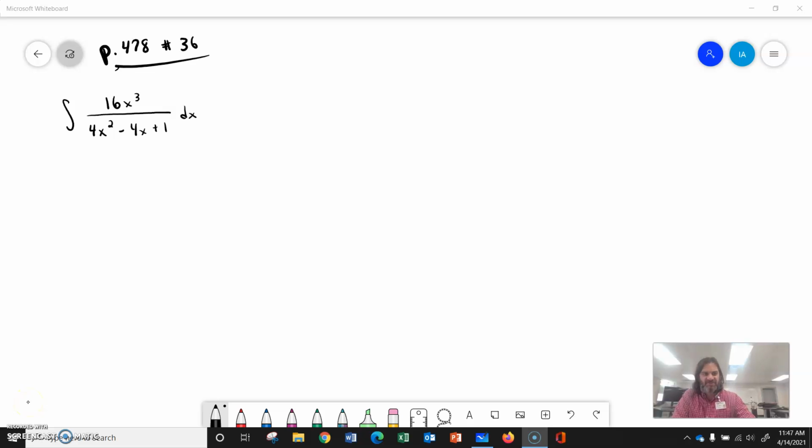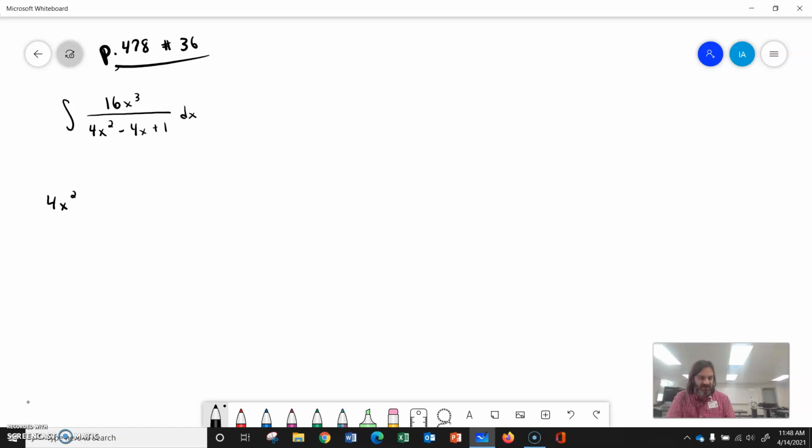Alright, another partial fraction integration problem. This one is the integral of 16x cubed over 4x squared minus 4x plus 1 dx. So we ask ourselves first, is this a proper fraction? The numerator has a degree of 3, the denominator has a degree of 2, so it is not proper. So the best thing we can do here is some polynomial division.